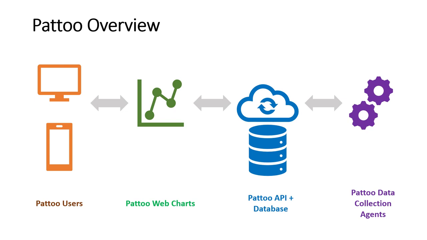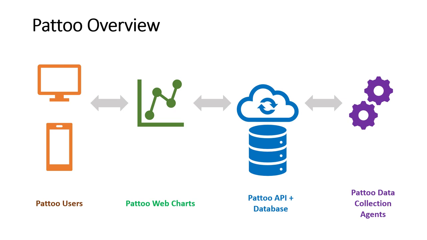As an overview, Pattoo has data collection agents. They send data to a central Pattoo server, which, through the use of an API, stores the data in a database. Users at the far end can then view this information as web charts through a web application. Pattoo has multiple different parts.